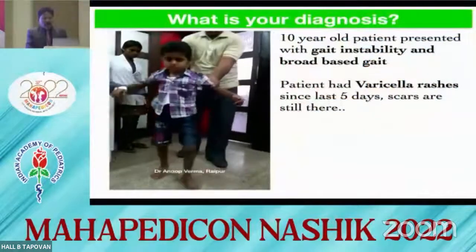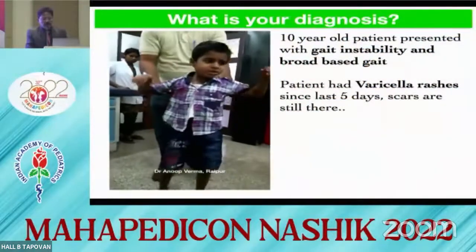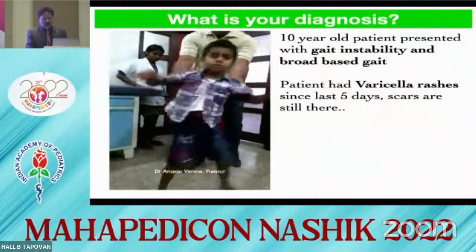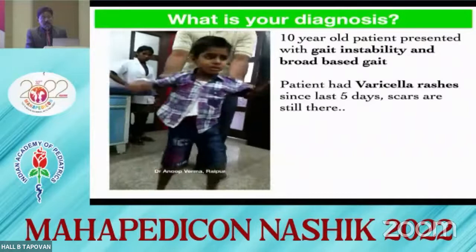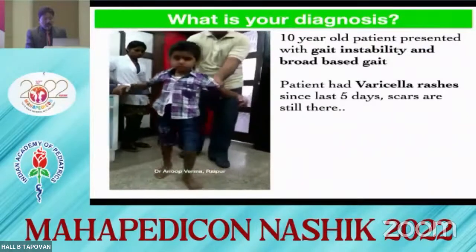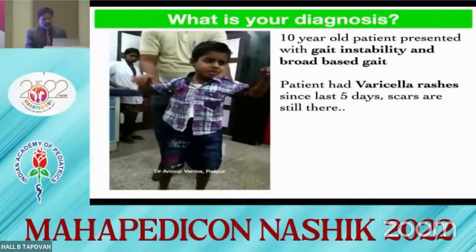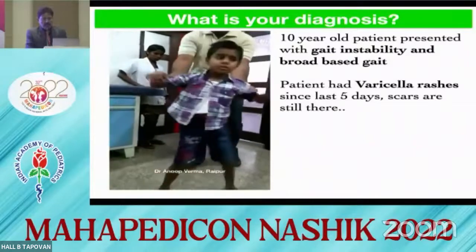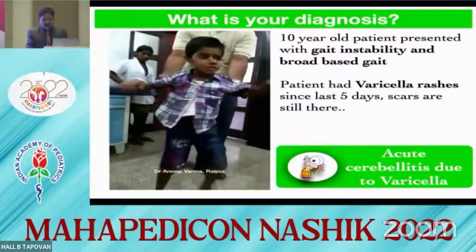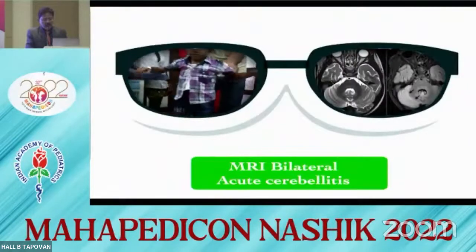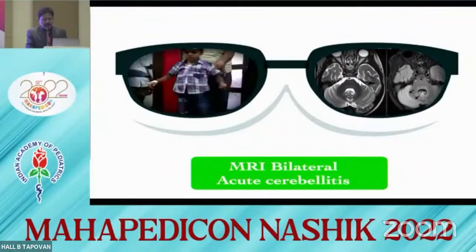Another patient, with gait instability, you are seeing in the video, is not able to stand. Broad base gait there. Varicella rash was there in this child. So everybody can now say that you are seeing a case of ataxia due to varicella infection, acute cerebellitis due to varicella. And this is the MRI. You are seeing bilateral cerebellitis here.